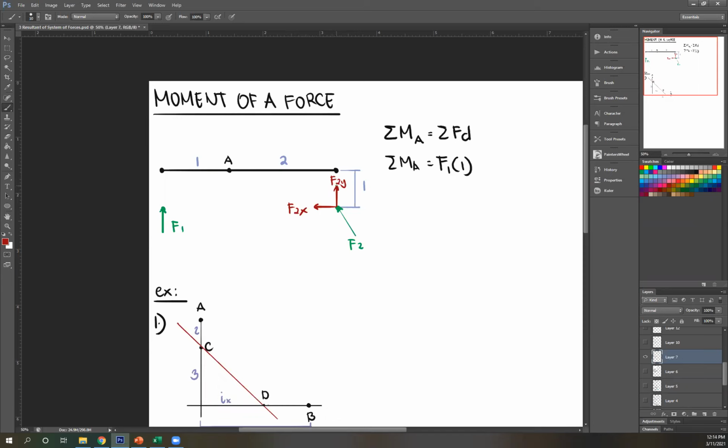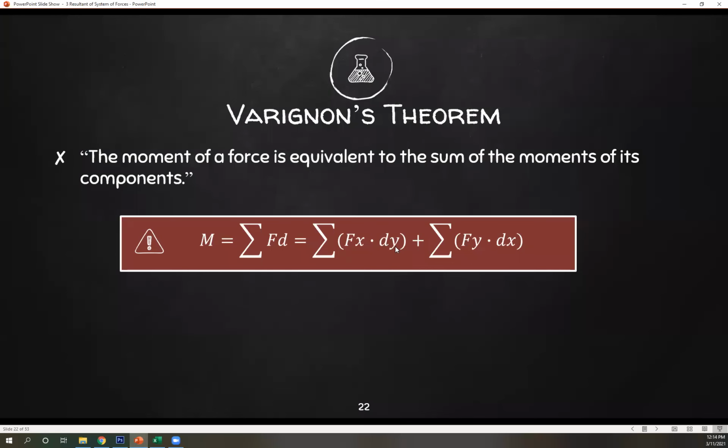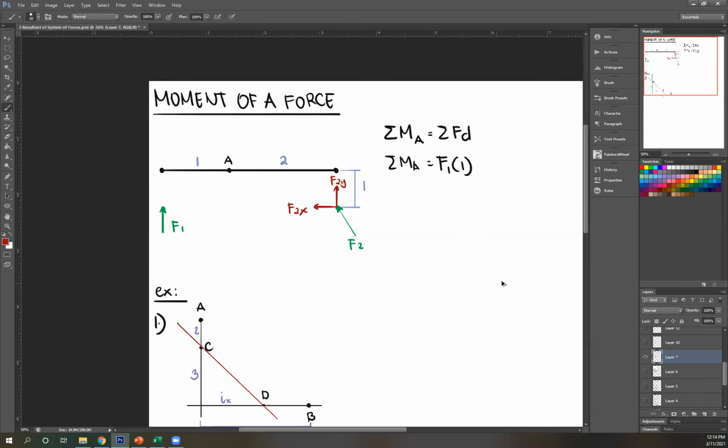So extending the line of action of F2y, you get this. And this is the perpendicular distance. And as you can see, it's just 2. We have a vertical force. We have a horizontal distance. That's why in the equation earlier, Fx dy, distance y. It's because of that. Right?